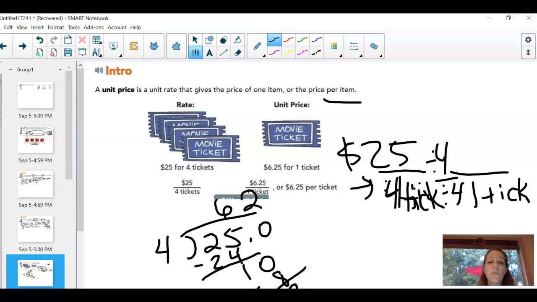I have 2 again, so I'm going to add another 0. I don't need to add another decimal point. I always only have 1 decimal point. I bring that down. 4 times what will get me to 20? Well, that would be 5, leaving me with 20 minus 20, which is 0.